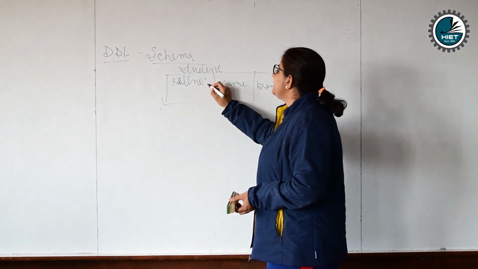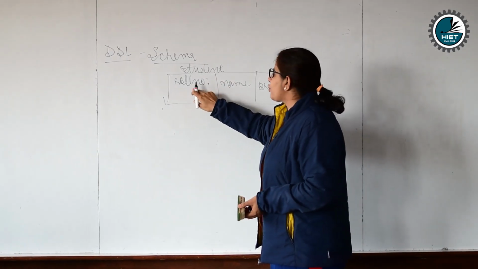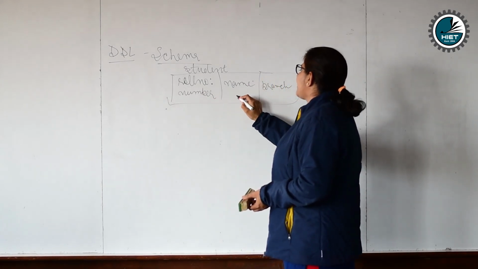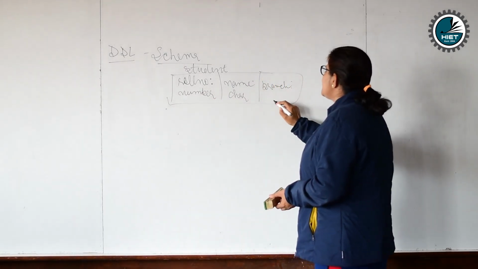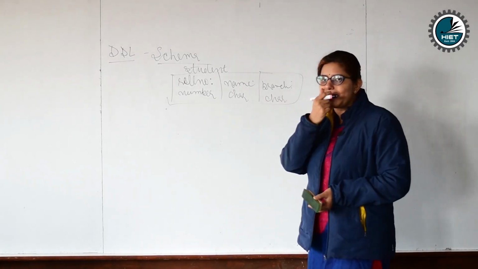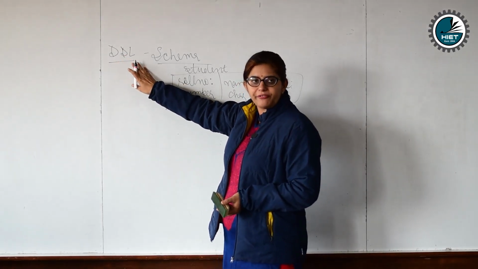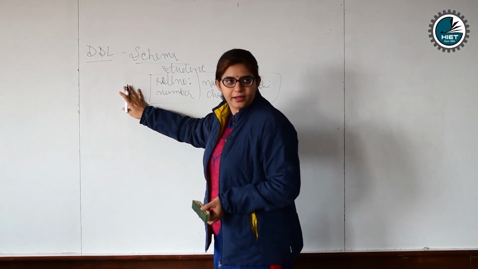We can also define the data type of the columns, like roll number is of number data type, name is of char data type, branch is of char data type. So this is the schema, overall description of a database. So with the help of DDL, we define the schema of the database, right?